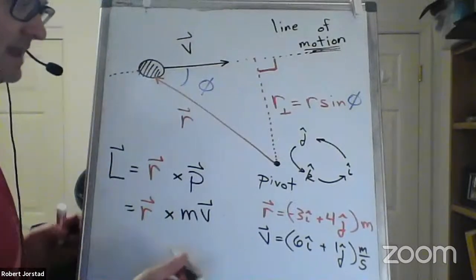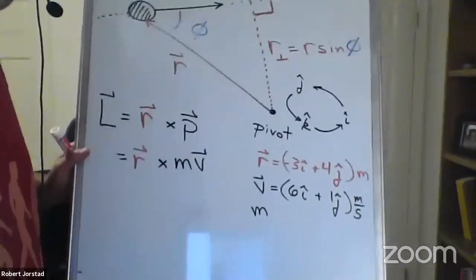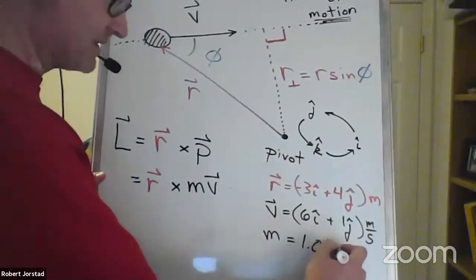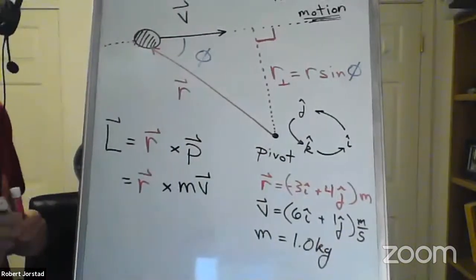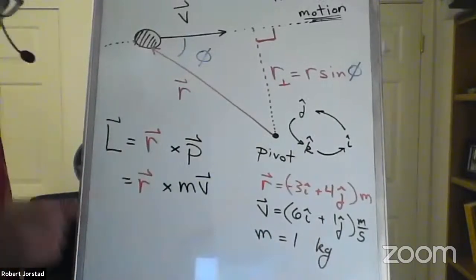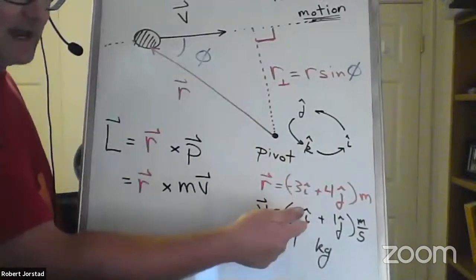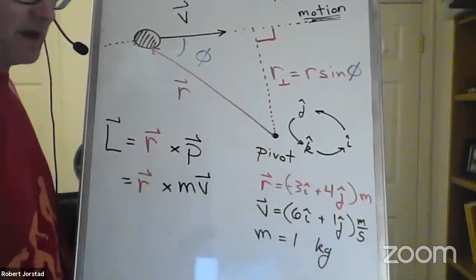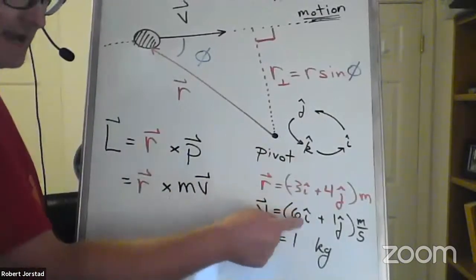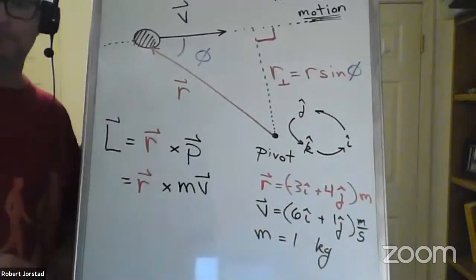All right. And then let's say the mass of this thing is just 1.0 kilograms. All right. So forgetting the sig figs, let's just say it's 1 kilogram. You could take these numbers, plug them in here, work out the i's cross i's drop out, the j's cross j's drop out, the i cross j gives you k hat, the j cross i gives you negative k hat, and you could get an answer when you plug into here.